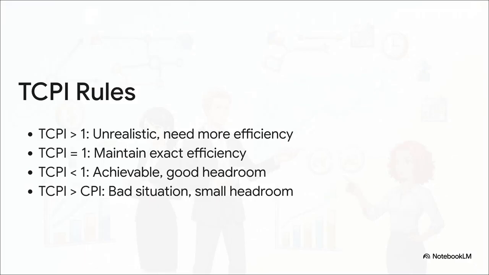So let's summarize this TCPI logic so it sticks. If your TCPI is greater than 1, your target is unrealistic. You need far more efficiency than you currently have. If it equals 1, you just maintain your exact current pace. If it's less than 1, that's actually amazing. It means you have good financial headroom and the goal is easily achievable. Most importantly, if your required future efficiency, your TCPI, is higher than your historical efficiency, your CPI, your project is in a very tricky, bad situation with incredibly small financial headroom.